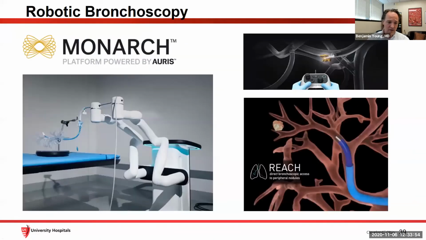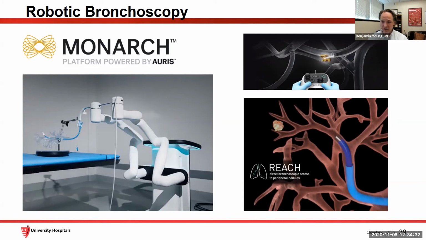And then more recently, and something I'm actually quite excited about, is robotic bronchoscopy. This has been available on the market now for about 2 years and represents a huge leap forward in the technology for the ability to get to lung nodules way out in the lung and to get a biopsy. I'm very excited to say that University Hospitals has just reached an agreement to bring this technology here, and we should be launching it for patient use in February of 2021.